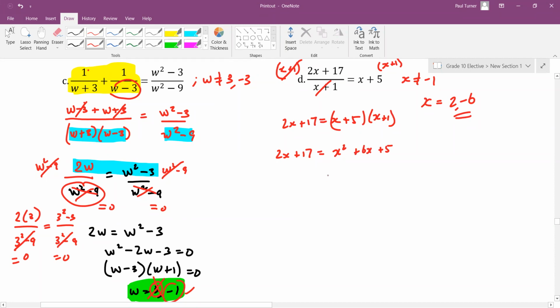So then we put it all together. X squared plus 6X minus 2X plus 5 minus 17 is 0. So we'll have X squared plus 4X, 5 minus 17, that's minus 12, equals 0. So X plus 6, X minus 2 equals 0. 6 times minus 2 gives minus 12. Okay, so X is minus 6 and 2.